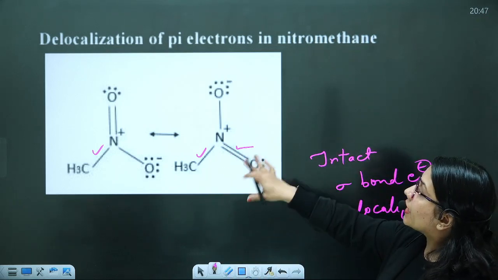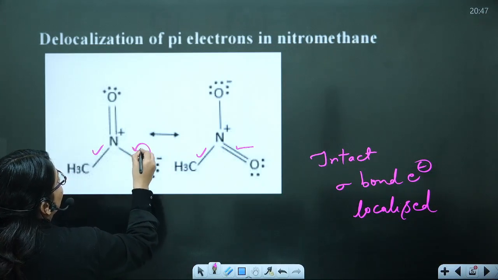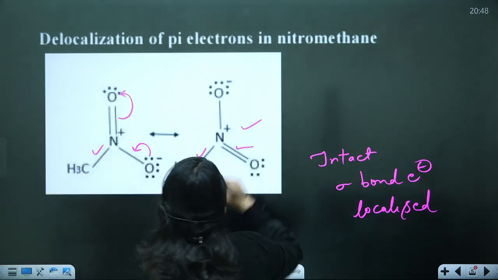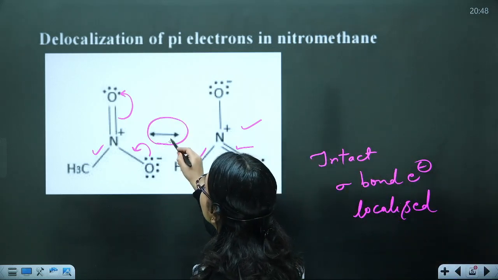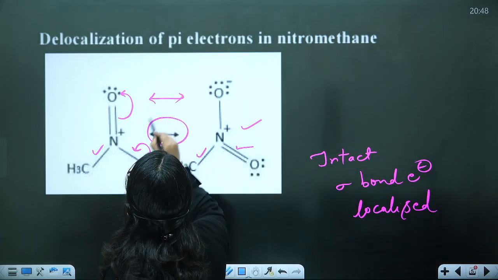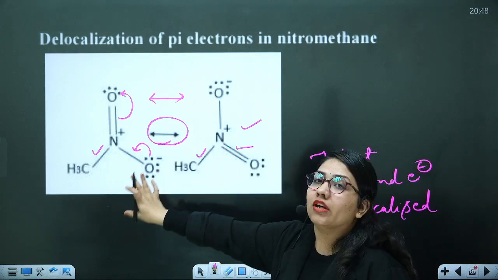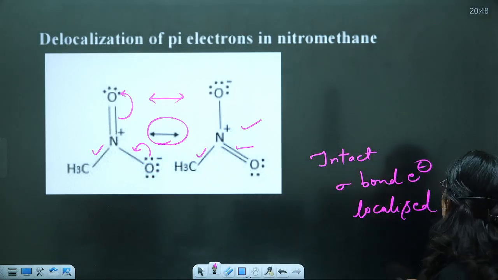So how are they happening? If we move this electron here and these pi electrons here, we will get this structure. So that's why this kind of arrow is present. The double-sided arrow is present to show that this structure is equivalent to this structure. They differ only in the delocalization of electrons.